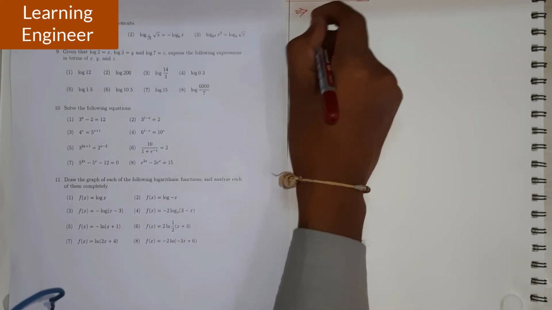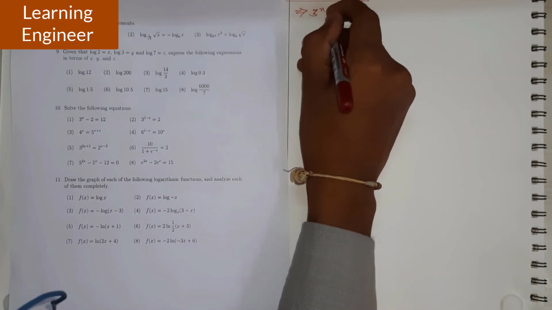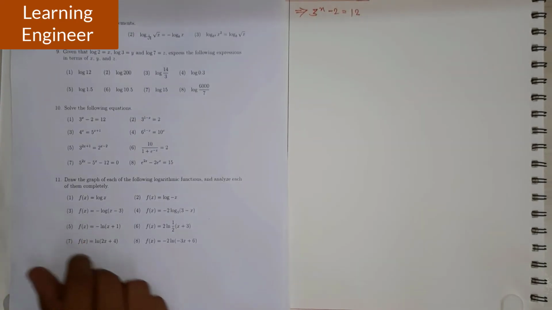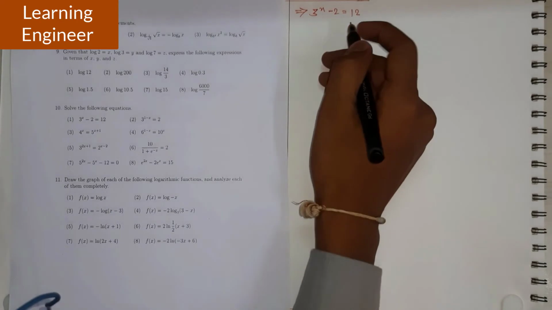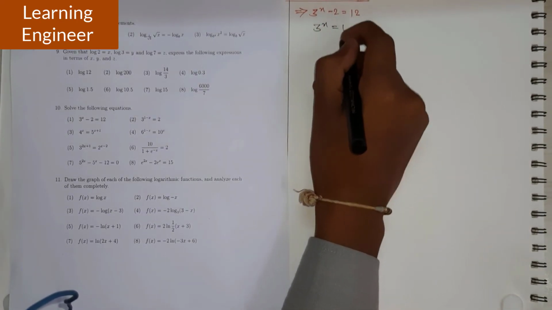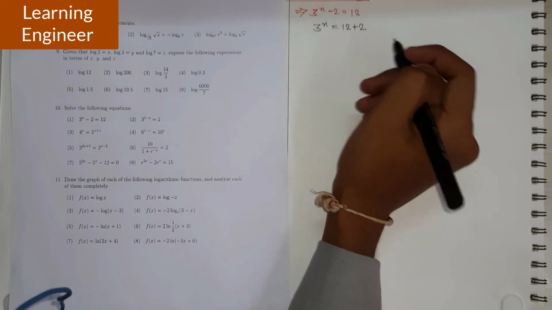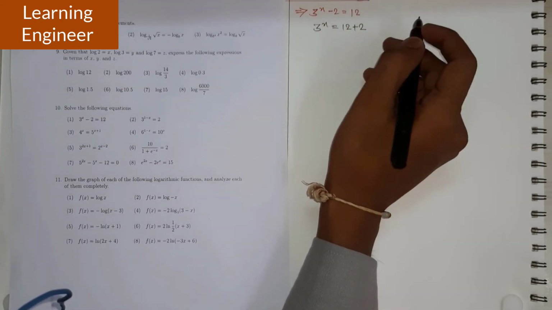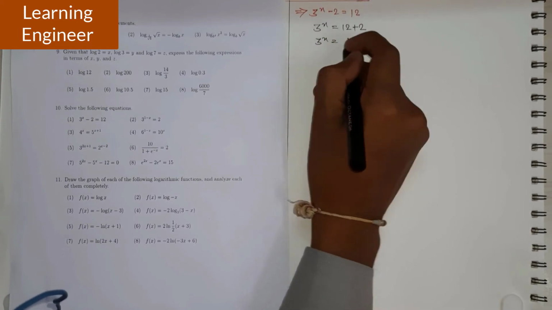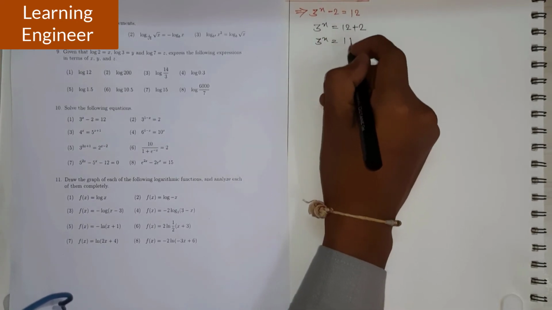Let's take this question number 1 and let us try to understand how we can approach the calculation of x. So this is 3 raised to x minus 2 equal to 12. This has been given and we have to calculate the value of x. Now how can we calculate the value of x? 3 raised to x equal to 12 plus 2. This minus 2 we have taken on the right hand side, so that will become plus. Now 3 raised to x equal to 14.